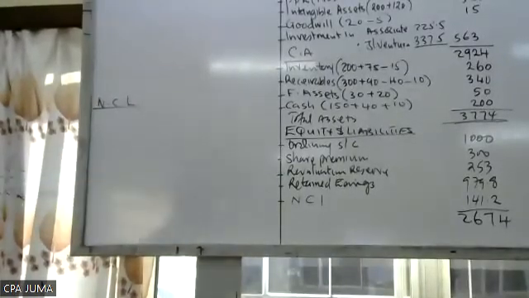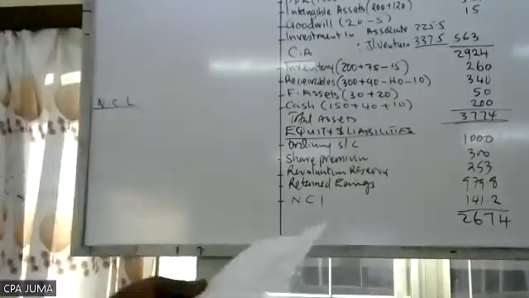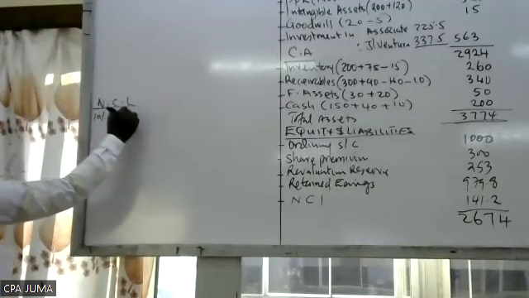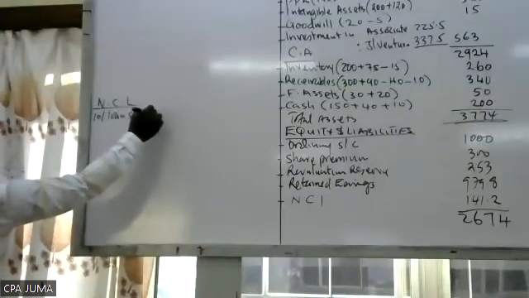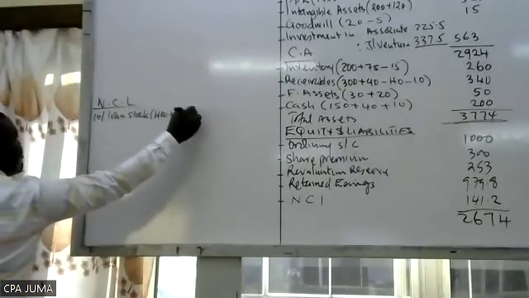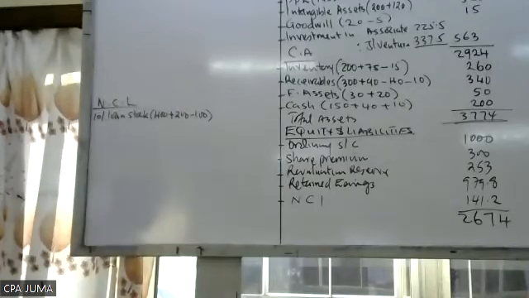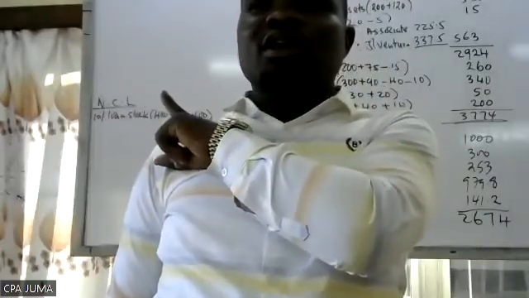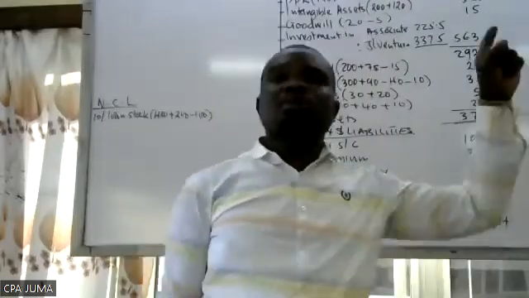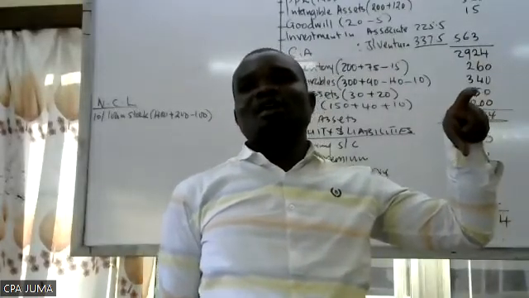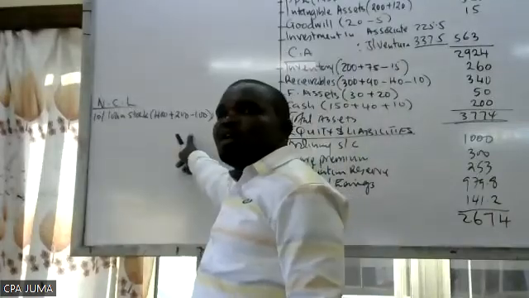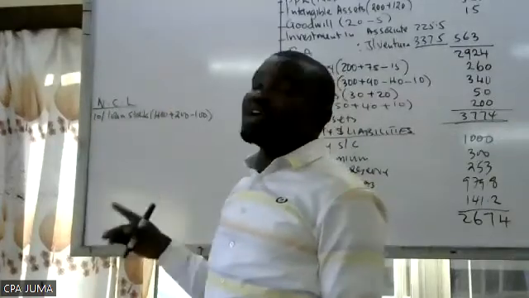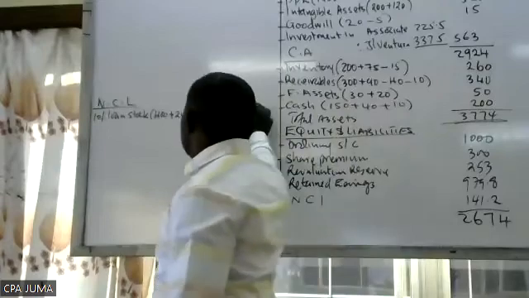Non-current liabilities. 10% loan stock. Loan stock 400 plus 200 minus 100. I'm subtracting 100 because the examiner said the parent invested in half of the 200. So that half is called intergroup loan stock. So we subtract it. That is why I'm subtracting the 100, half of the 200. That is 500.